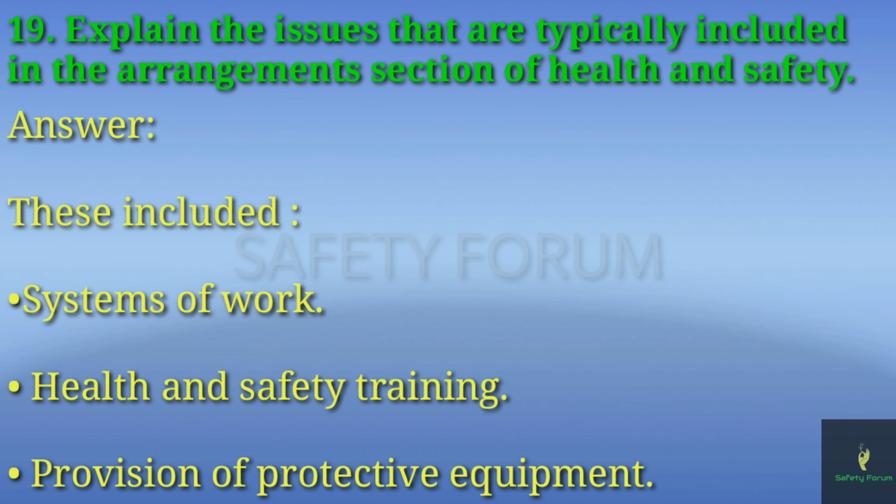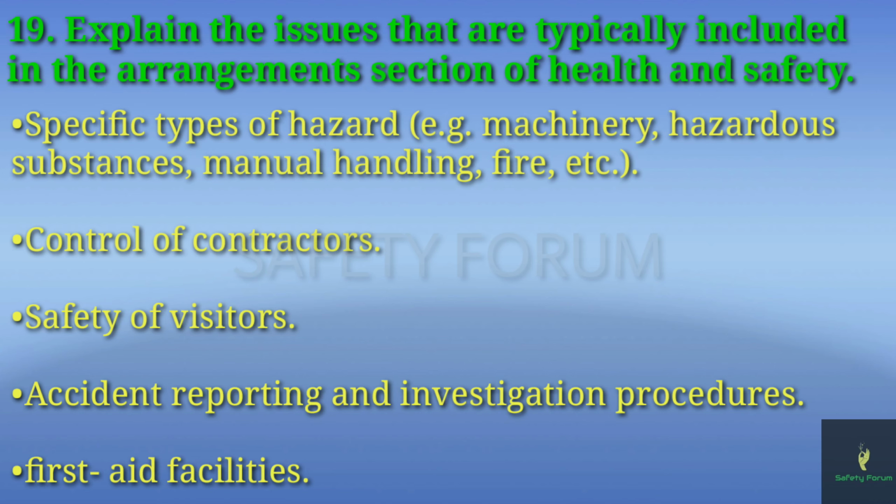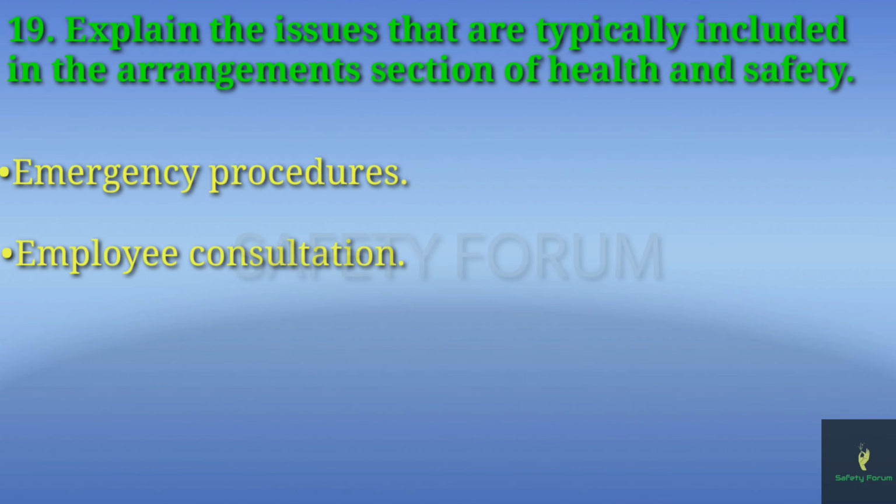And the last question is, explain the issues that are typically included in the arrangement section of health and safety policies. The issues typically included are systems of work, health and safety training, provision of protective equipment, specific types of hazards, for example machinery, hazardous substances, manual handling, fire, etc. Control of contractors, safety of visitors, accident reporting and investigation procedures, first aid facilities, then emergency procedures, and finally employee consultation.